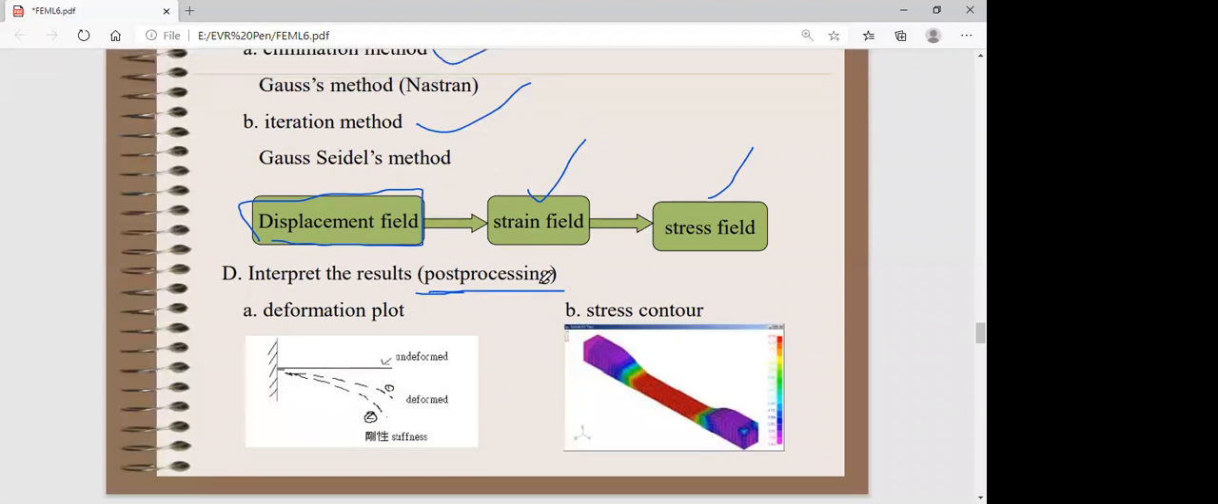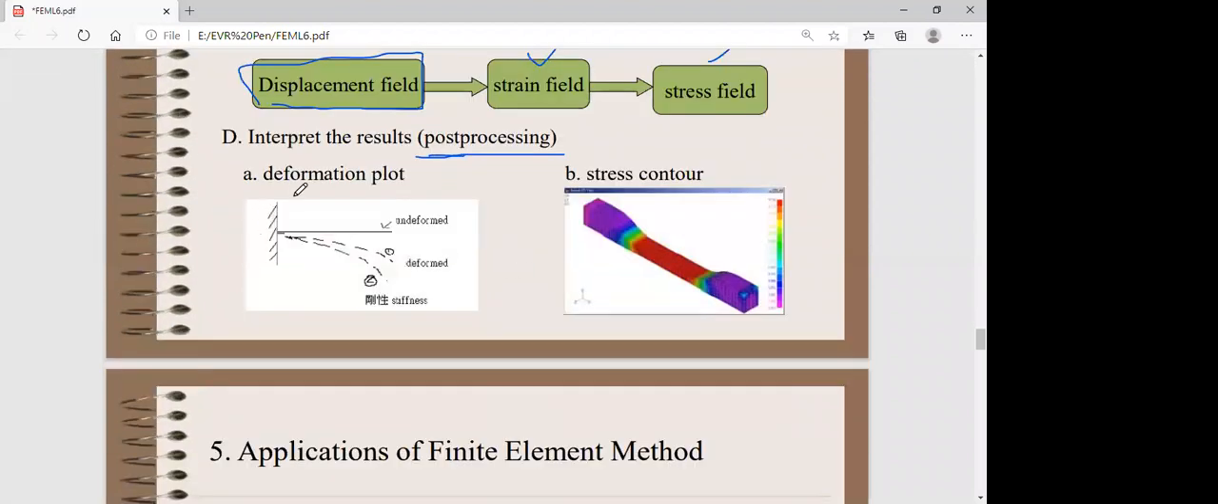So what do we have to do? We have to plot the deformation versus the XYZ independent variables. And this is a stress contour from a simulation model taken from the ANSYS software. Like this, we have to analyze a problem in ANSYS or in the finite element method.